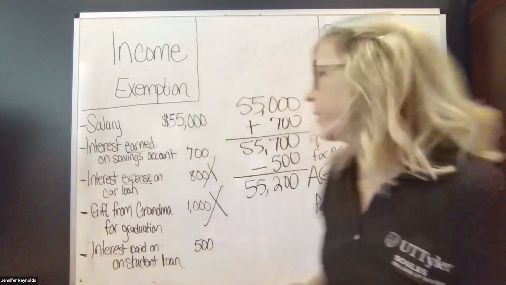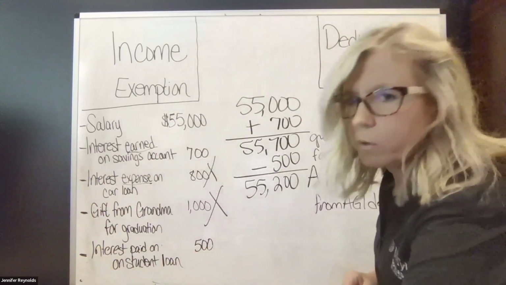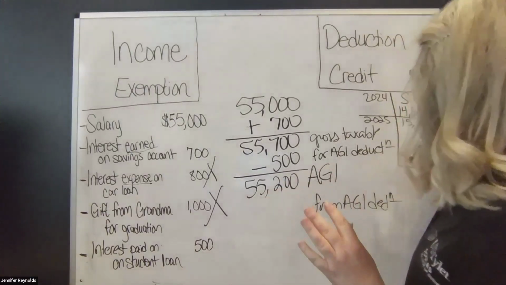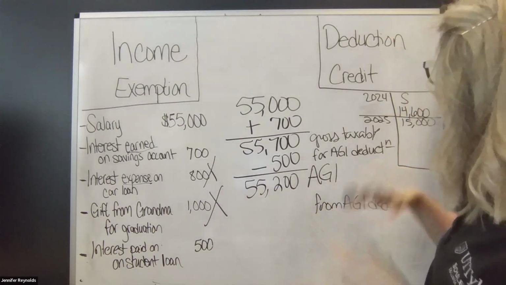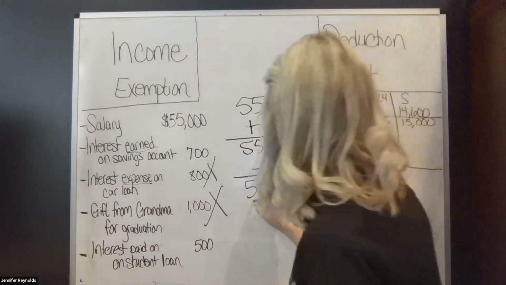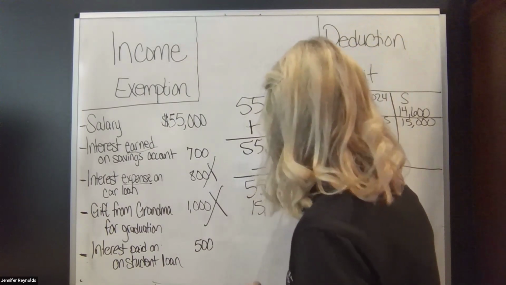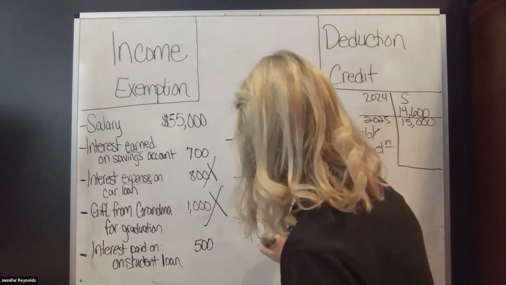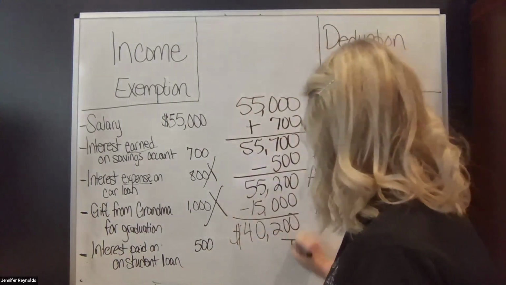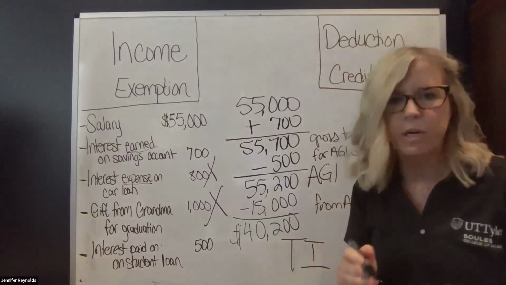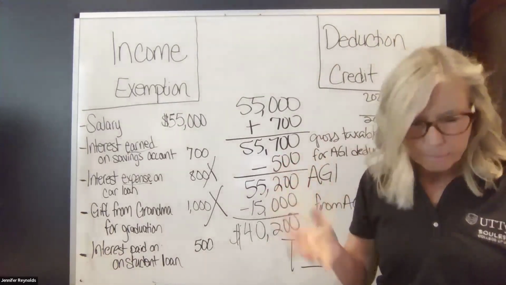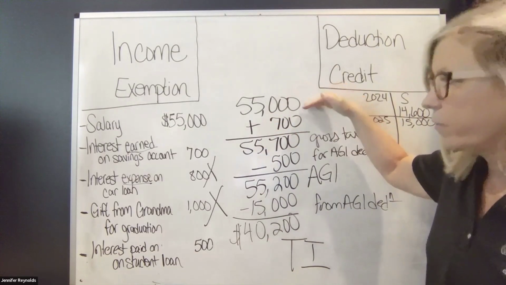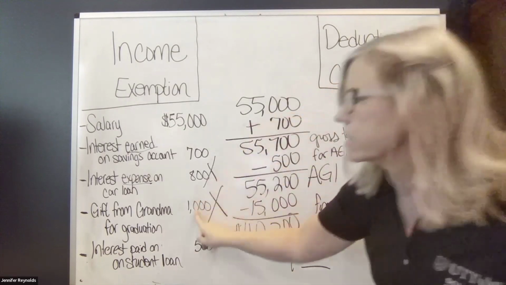Okay, so let's go back to Murphy. We are going to learn a couple more terms. Murphy is still single. He is going to take the standard deduction of, let's pretend it's 2025, $15,000. So Murphy has what we call taxable income of 4,200. So stop again, pick your head up out of the details and look at the big picture. Murphy really had income of 55 grand plus 700 plus 1,000.